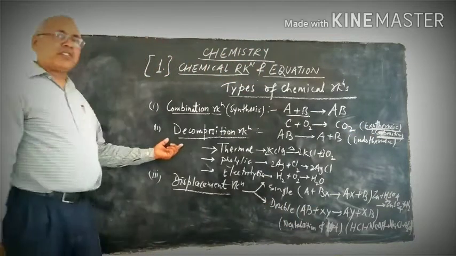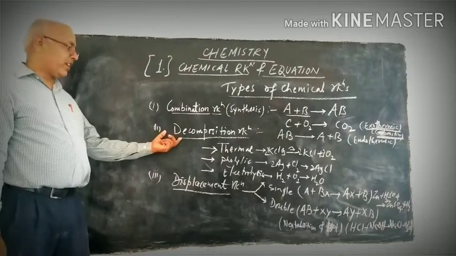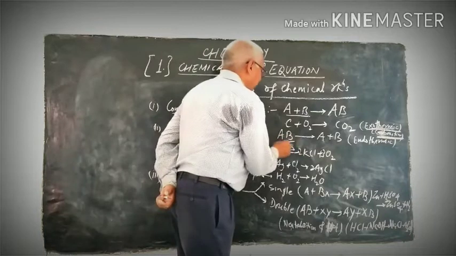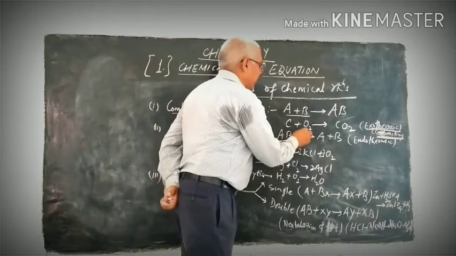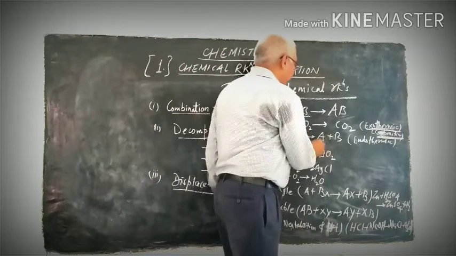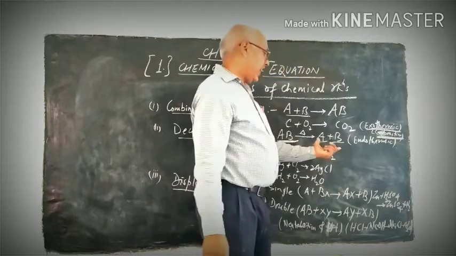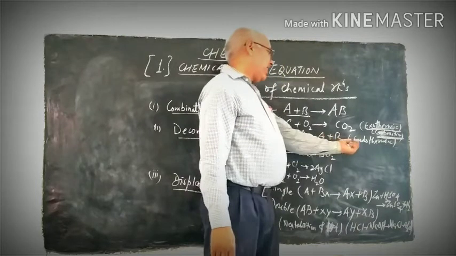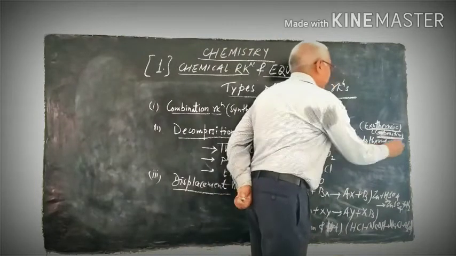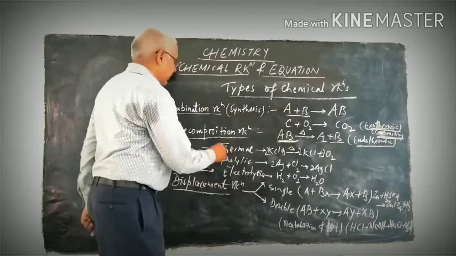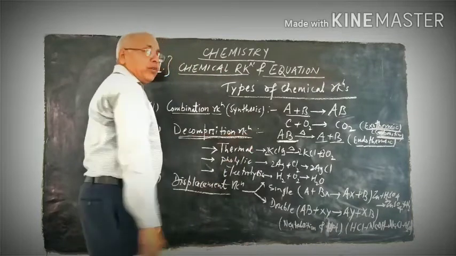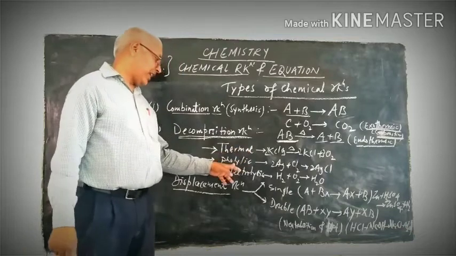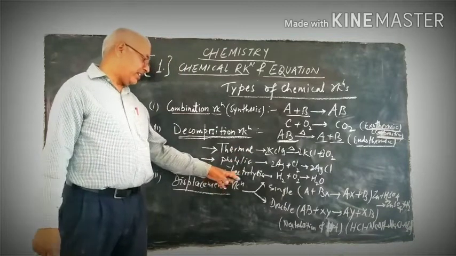Now for the second type of reaction, that is the decomposition reaction. In terms of AB, it is a single compound which, after heating, breaks down into parts A and B. It requires energy, so it is known as an endothermic reaction. Decomposition reactions are of three types. First is thermal decomposition, second is photolytic, and third is electrolysis.